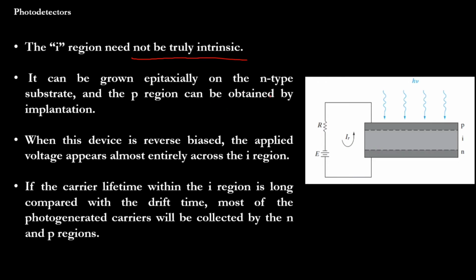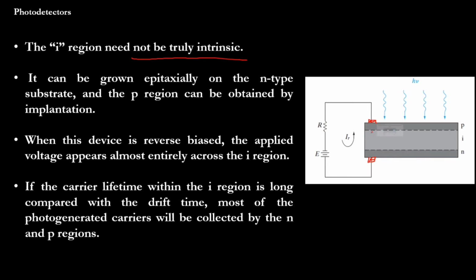What does it mean? We take an N-type substrate, and we grow that intrinsic region on it. We will see that later. But for the time being, understand this is actually not a separate semiconductor region. It's grown on the N-type substrate. We have a metal contact over here, an ohmic contact, and this device is supposed to be reverse biased.